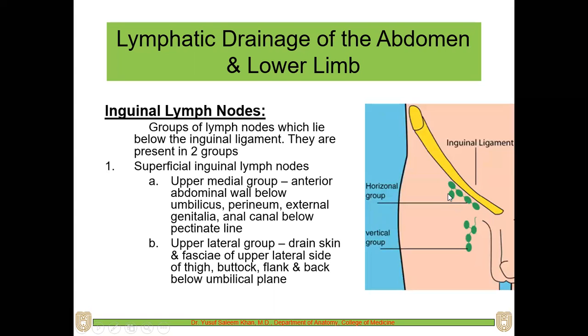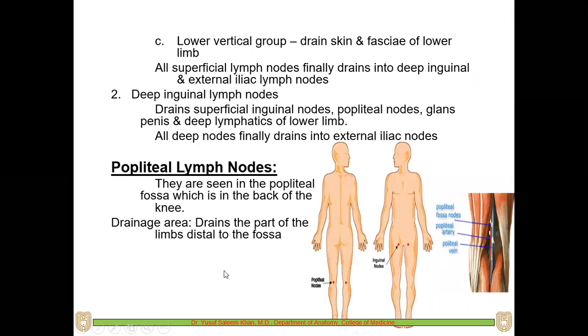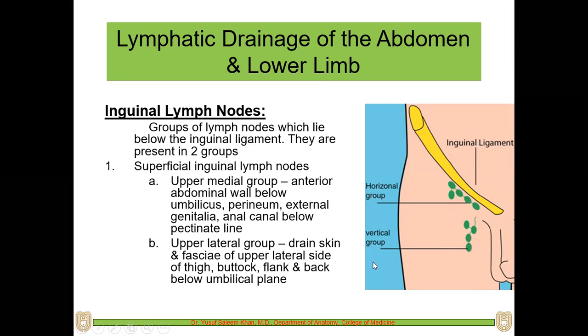Then the upper lateral group will drain the skin and the fascia of the upper lateral side of the thigh. Okay. Then the buttocks, the flanks, as well as the back below the umbilical plane. So the same plane where we have drawn, which will drain the medial group. So the back part of the same level will be drained by the lateral group.